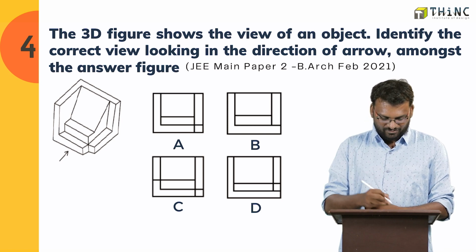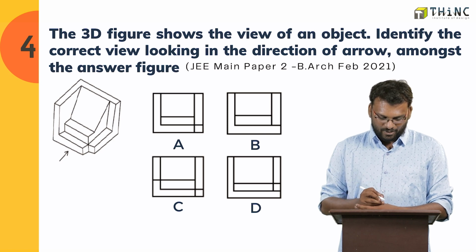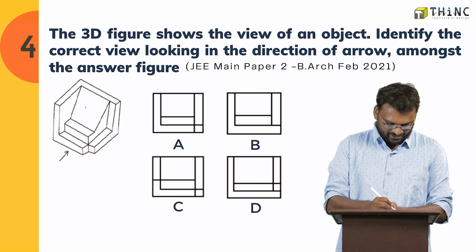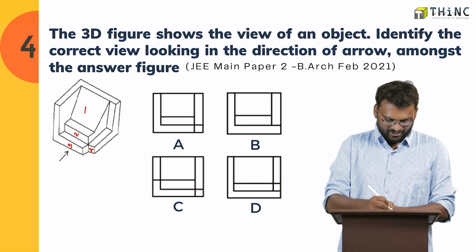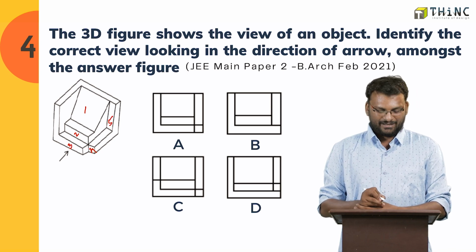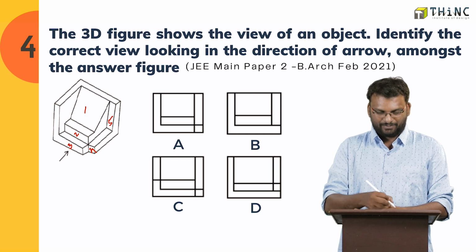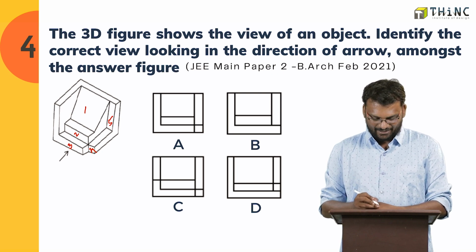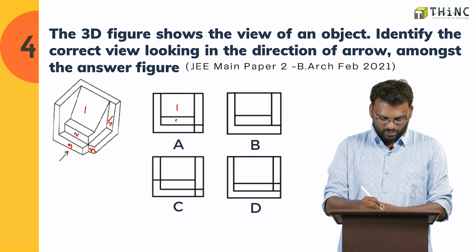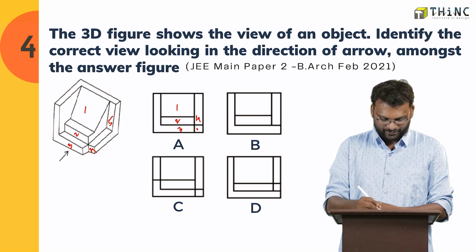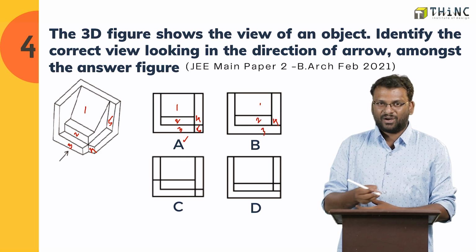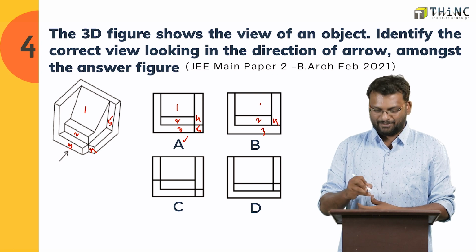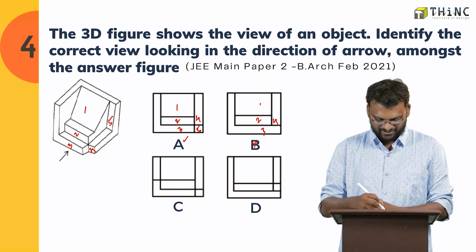Now just look into the number of surfaces. You can see 1, 2, 3, 4, 5. You can simply find 5 surfaces when you look from the direction of the arrow. Let's examine the options. 1, 2, 3, 4, 5. So option A can be the answer. 1, 2, 3, 4. So the counting method is applicable here. Option B is eliminated because it has only 4 surfaces.